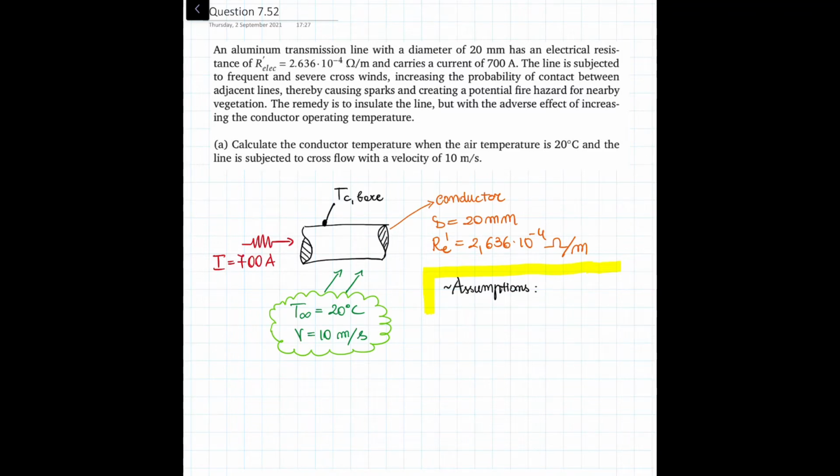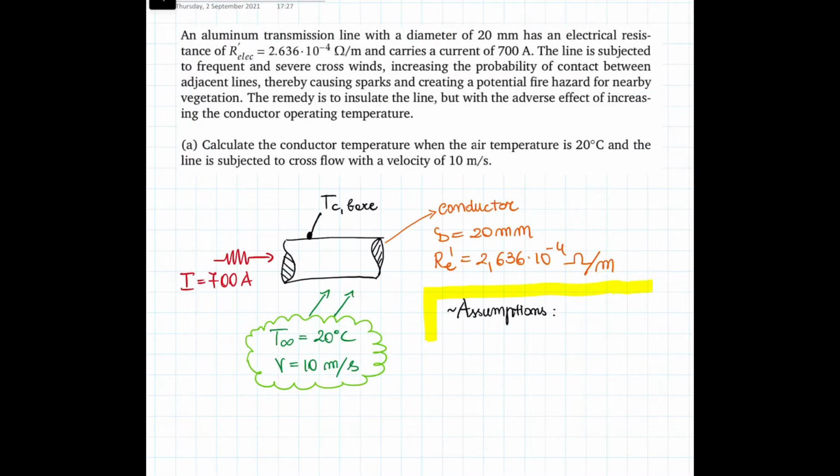Let's solve question 7.52 from the Incropera textbook. It is another fire-related question that deals with connecting lines interacting with each other and causing a potential fire hazard. Now, before starting to solve the question, please stop the recording and read the question statement carefully.